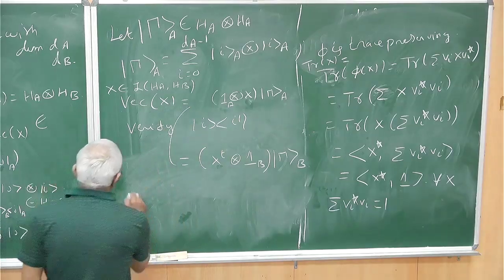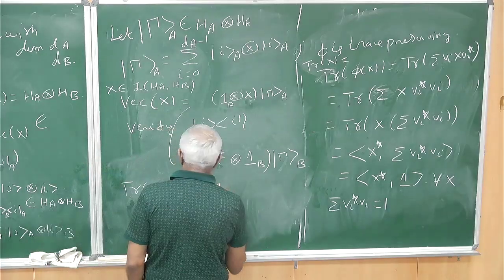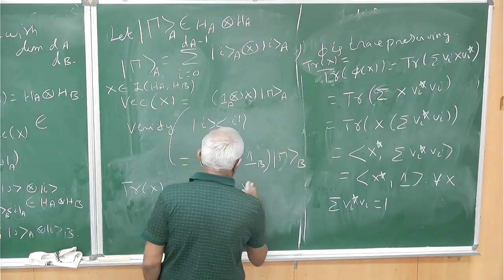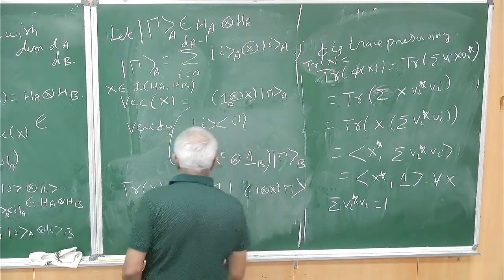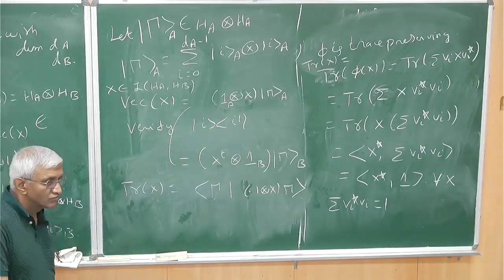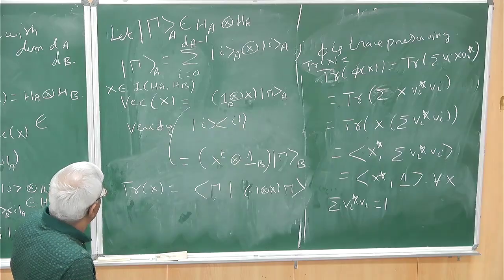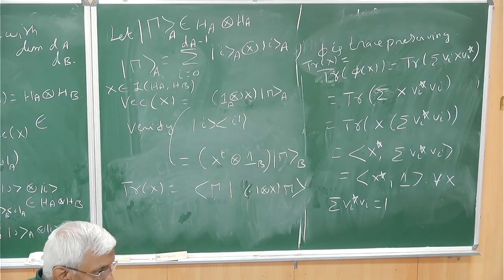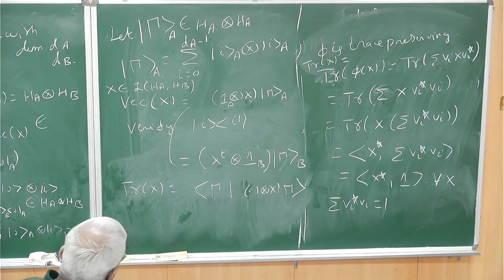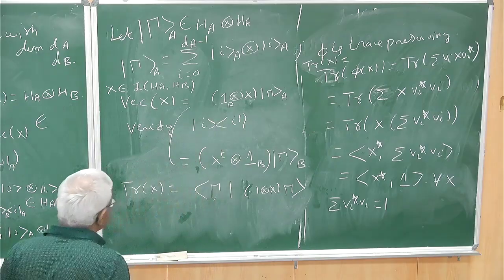Then I want to say that trace of any x is equal to gamma, 1 tensor x of gamma. No, vec of x only. Vec of x only. These two are the same. That's the idea.